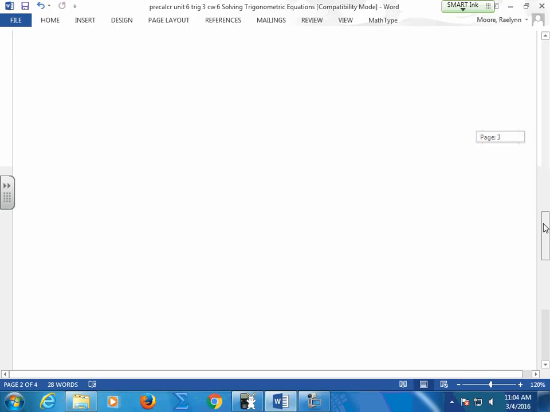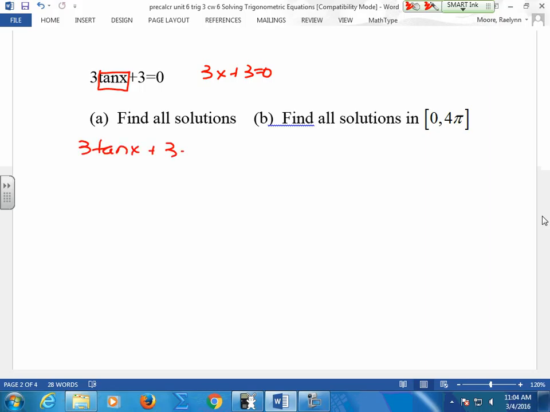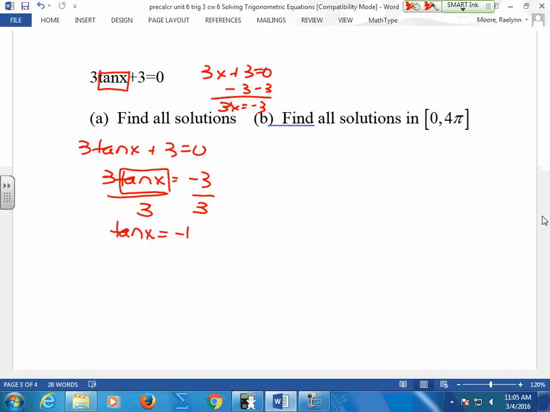Is this the last? We've got a couple more. Okay. Now, what's my variable in this guy? Tangent x. So if I looked at this, what's the first thing I need to do? Subtract 3. Good. I got to get this isolated. So I'm going to subtract 3. Remember, this is my variable. And now what do I want to do? Divide by 3. Good. So tangent x is equal to -1.